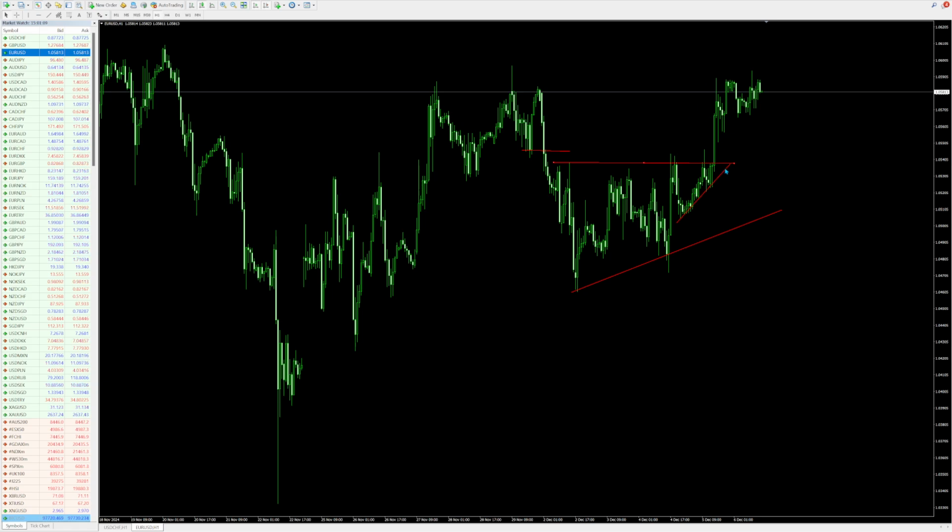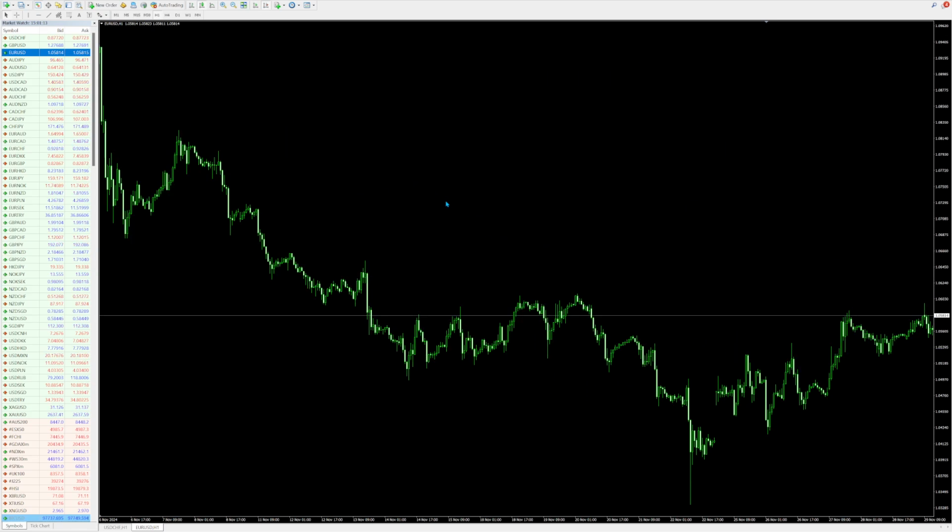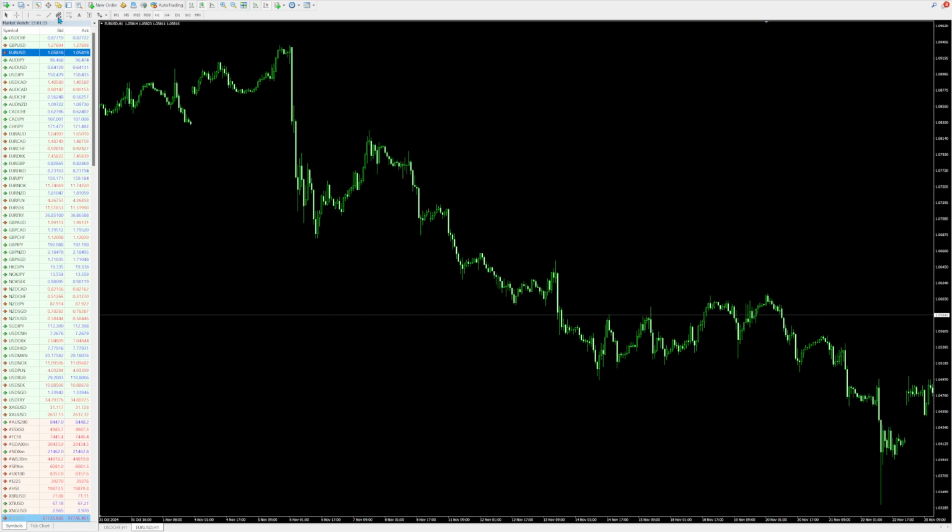indicators at all. I do appreciate some people like indicators. I just find them easier to show things. But for example, here you can see a nice breakout downwards there, big pullback, and then you've got ample opportunities to enter.